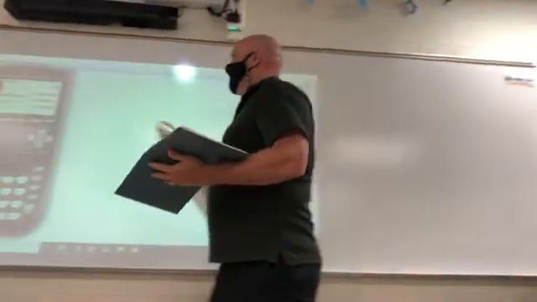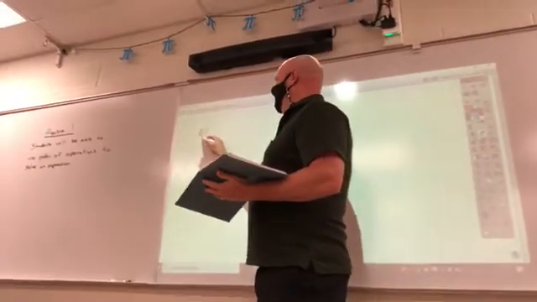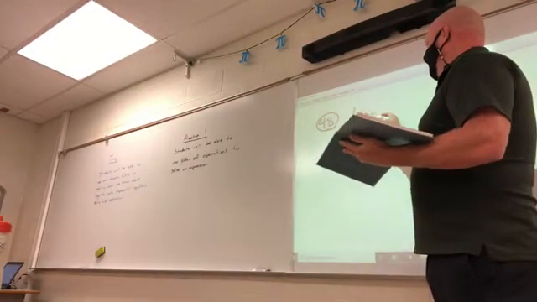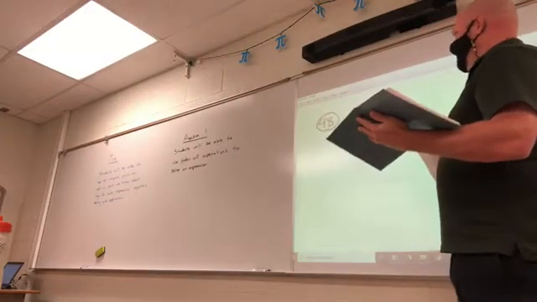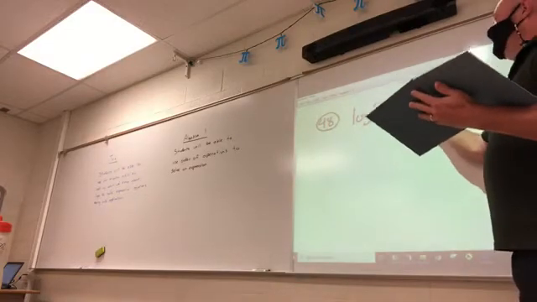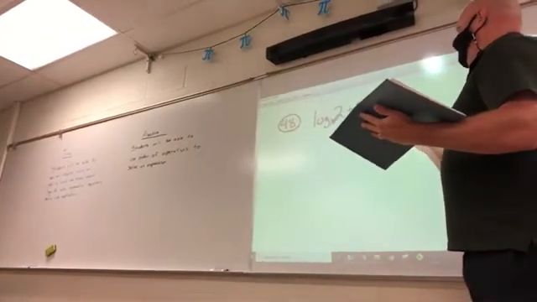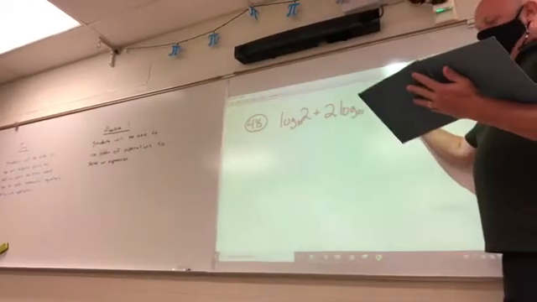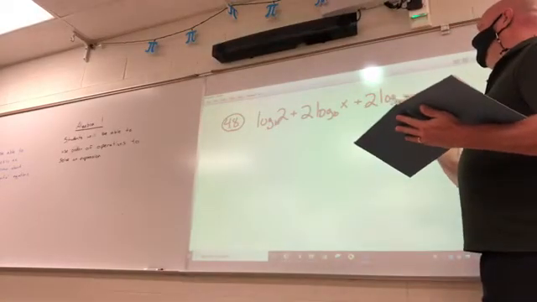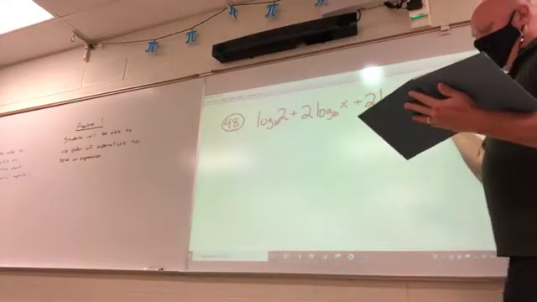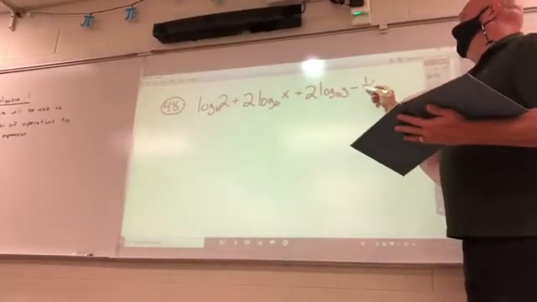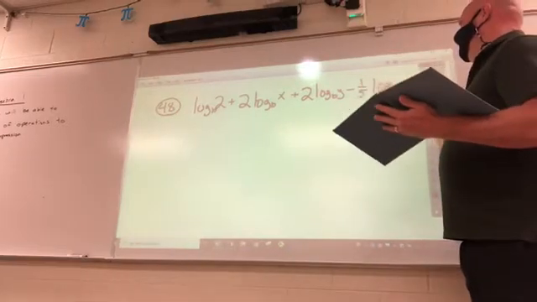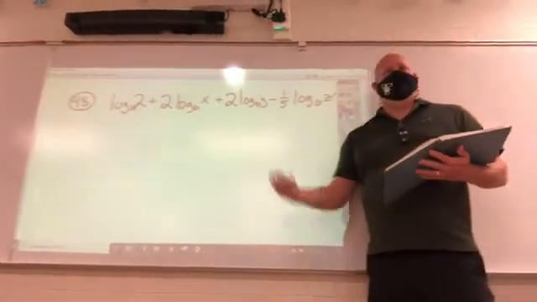individual logarithms. So the answer to 48 on page 351 should be log base b of 2 plus 2 log base b of x, right? The exponent comes out in front. Plus 2 log base b of y minus 1/5, right? Because that's the same thing as a 5th root of log base b of z. Yes?